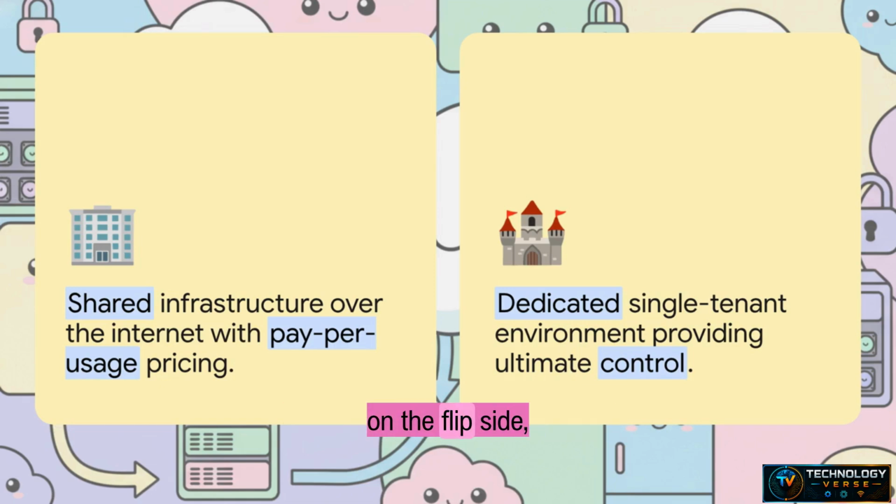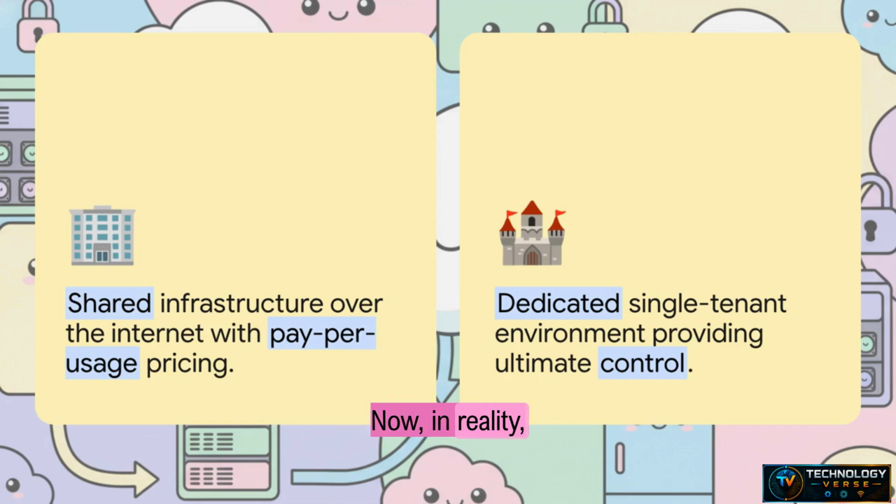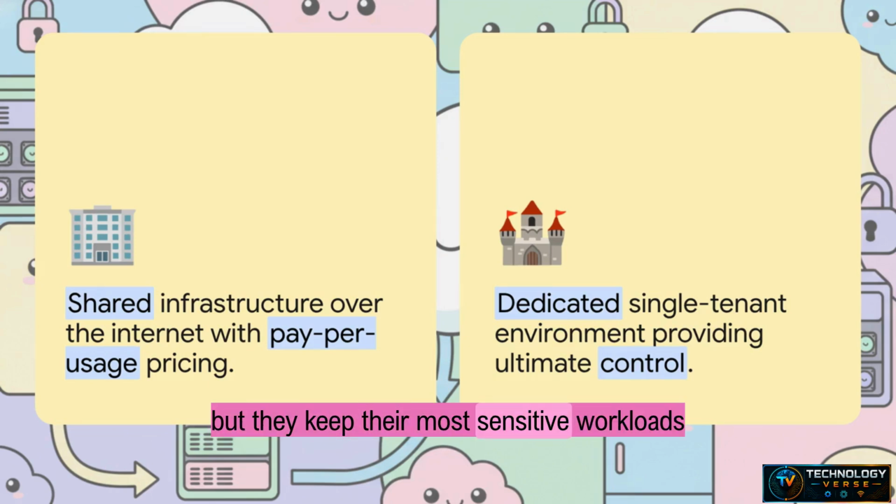The private cloud, on the flip side, is like building your own ultra-secure fortress. It is a single-tenant environment dedicated solely to your organization. You get ultimate control and security, which is absolutely fantastic for strict compliance, but you are the one bearing the cost of managing the whole thing. Now, in reality, most enterprises today use a hybrid multi-cloud approach. They blend. They get the rapid, on-demand scalability of the public cloud, but they keep their most sensitive workloads locked down safe in the private cloud.